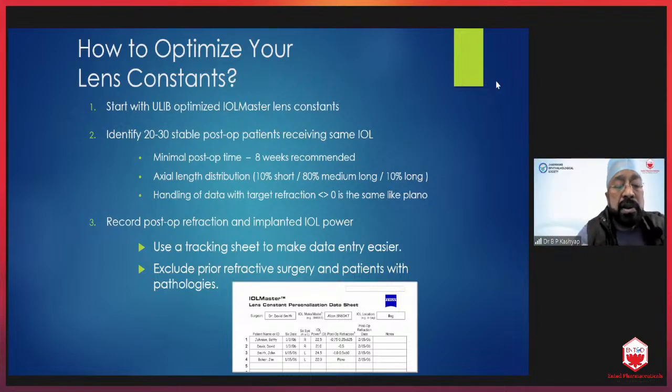So you have to collect good data, uncomplicated cases, same lenses, for 20 to 30 patients, and you put it in the lower section. You will see that it asks you for the IOL Master, the power that was recommended to you by this, what you put, and ultimately post-operatively, what refractive error you got. If you put all these things in, they tell you the result.